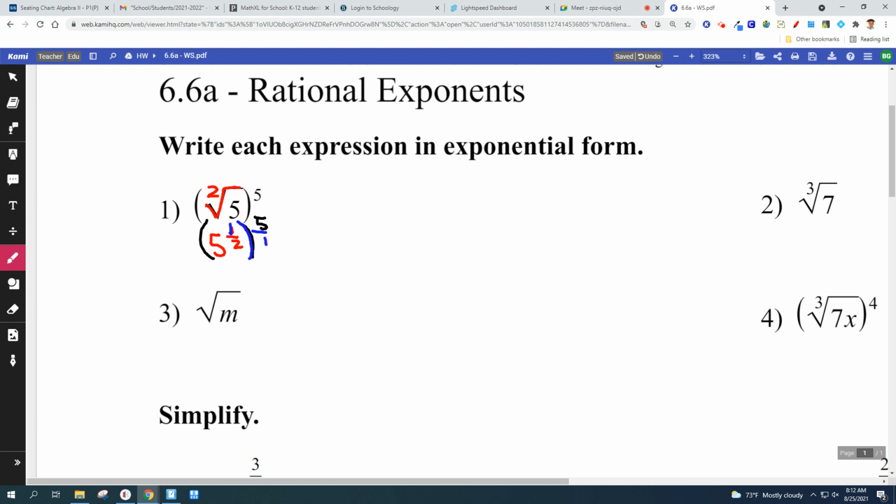If you're going to multiply that, you're going to get 5 over 2. 5 over 2 is the exponent. You have 5, your big 5, with a 5 over 2 exponent. Rational exponents means fractional exponents. 5 to the 5/2.